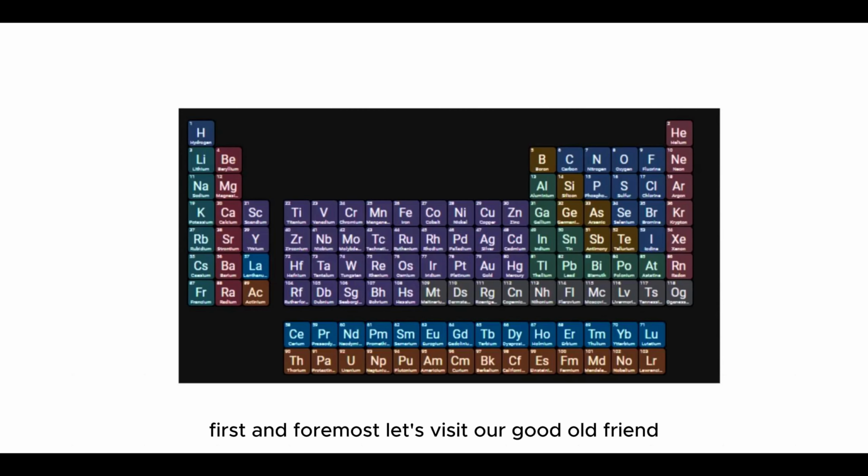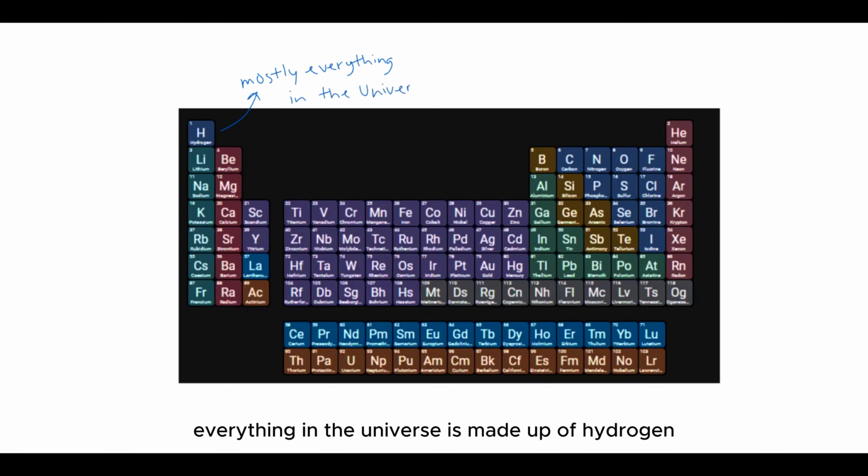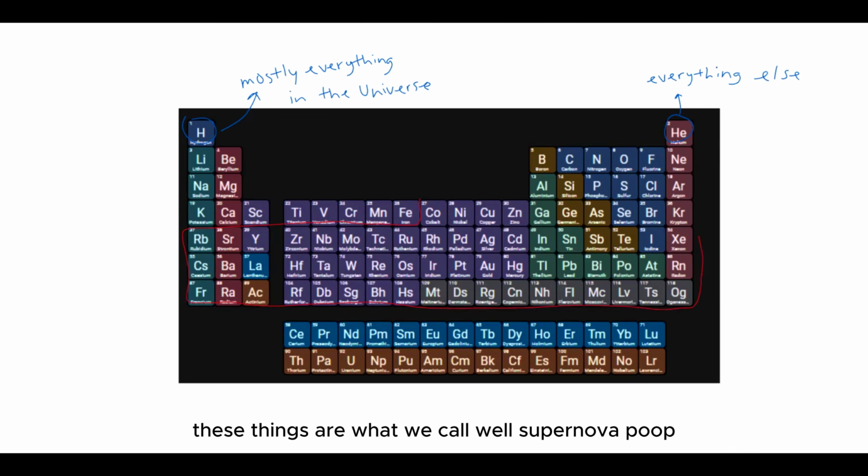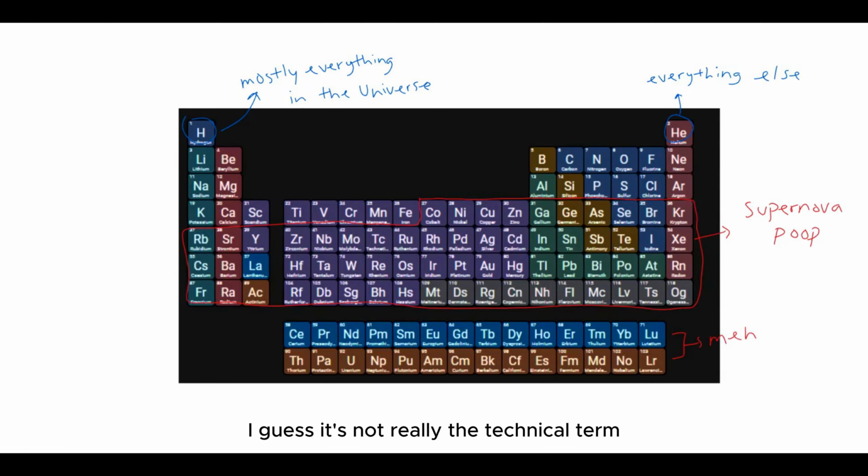Okay, fine. Anyway, first and foremost, let's visit our good old friend, the periodic table of elements, and clear up a common misconception. When we say metal poor, we're not talking about iron, gold, or whatever is in your jewelry box. First of all, we realize that mostly everything in the universe is made up of hydrogen. Almost everything else is made up of helium. And these things down here, these things are what we call, well, supernova poop, I guess. It's not really the technical term, but whatever.